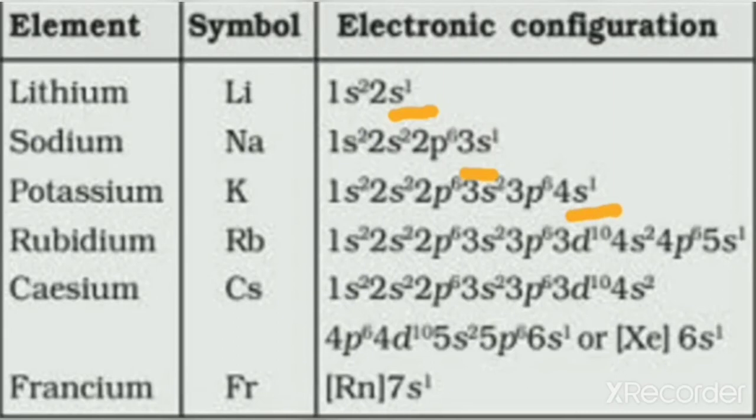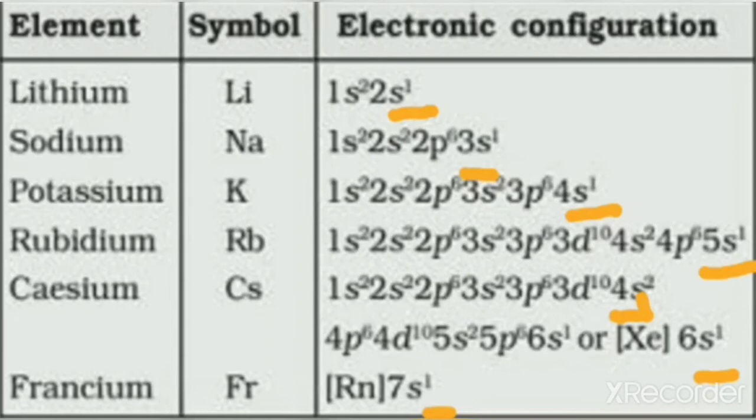It is in the 4s in the case of potassium. Rubidium, 5s. Cesium, you can find out, is in the 7s, etc. So you can find out that the last electron is in the s orbital. Because of this reason, these elements belong to the s block elements.